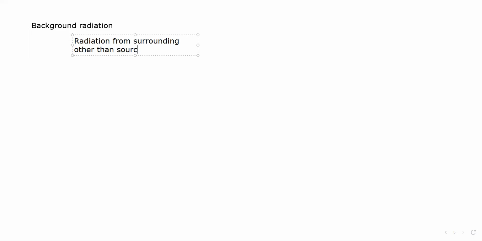Now, what is background radiation? Background radiations are radiations from the surrounding, other than the source. So radiations from the surrounding other than the source are referred to as background radiation.